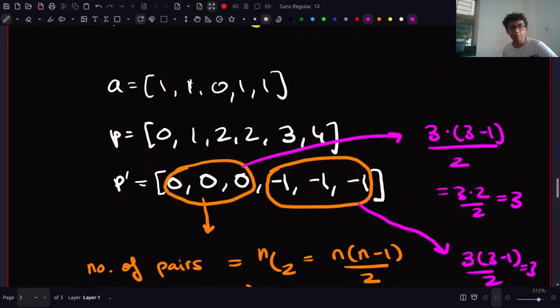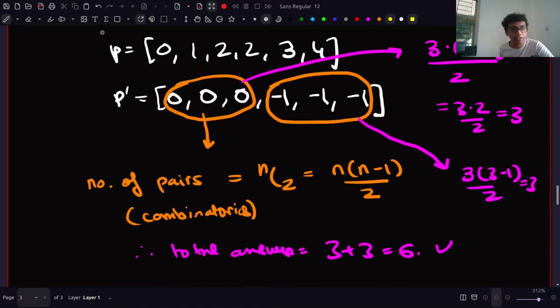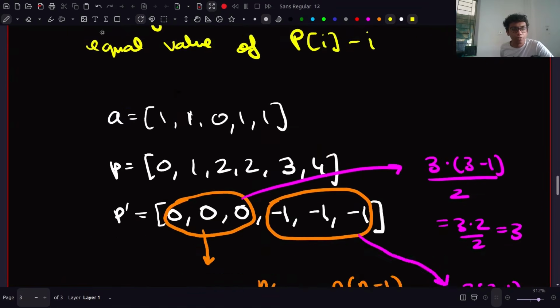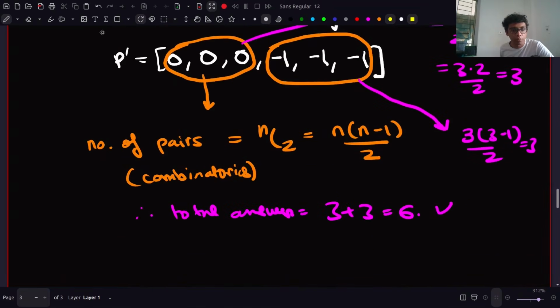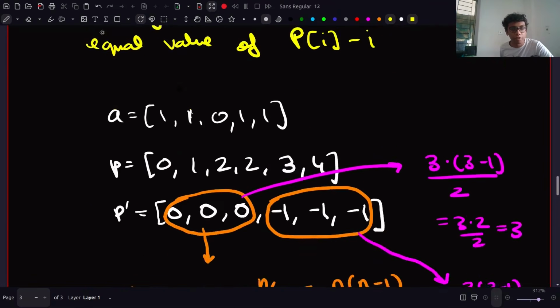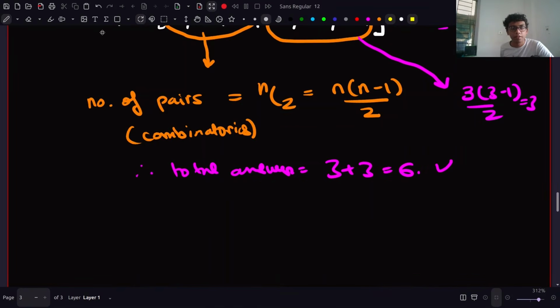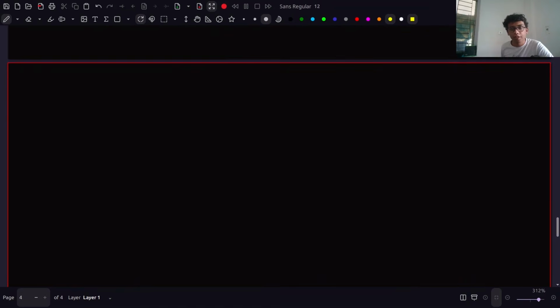And the reason for this is simple. We can see that this condition is equivalent to having P of R minus R equals P of L minus L. So basically we just need to see how many times this gets satisfied, right? So that's exactly what we're counting. How many values of P of I minus I have the same value, and we're pairing them up, right? Because each pair is a different pair of L and R which satisfy this equation, right? So that's exactly what we're doing using some combinatorics. So then this gives us a fast and clean solution to the problem.